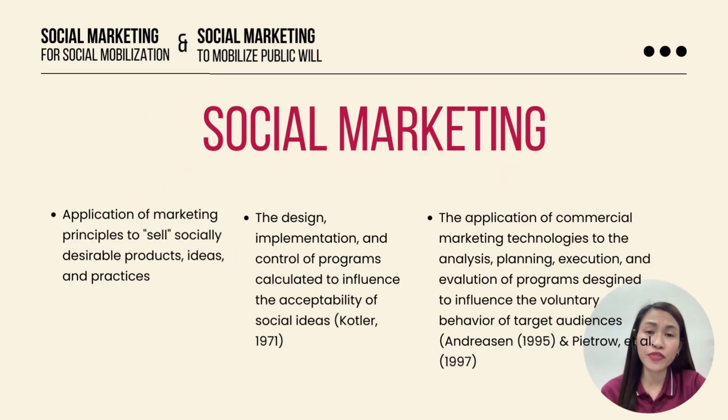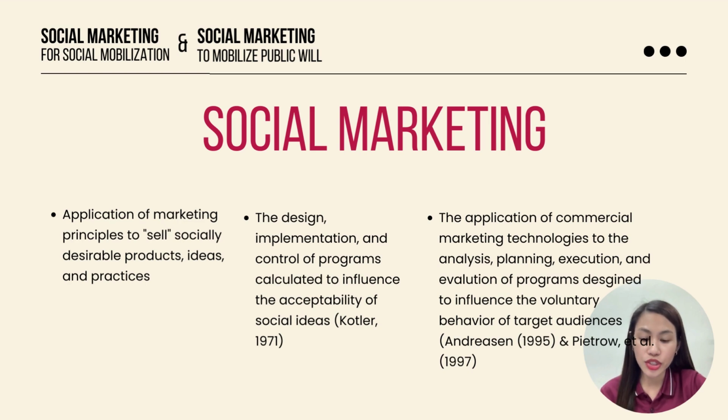Let us have a recap of the previous discussions where social marketing and social mobilization were defined. In our Module 2, social marketing had a lot of definitions. It is defined as the application of marketing principles to sell socially desirable products, ideas, and practice. According to Kotler, it is the design, implementation, and control of programs calculated to influence the acceptability of social ideas involving consideration of product, price, place, and promotion. It aims to primarily influence consumer behavior for socially desirable products.